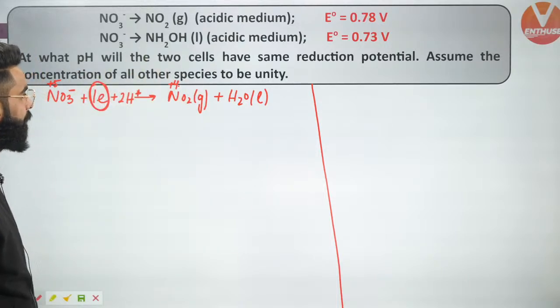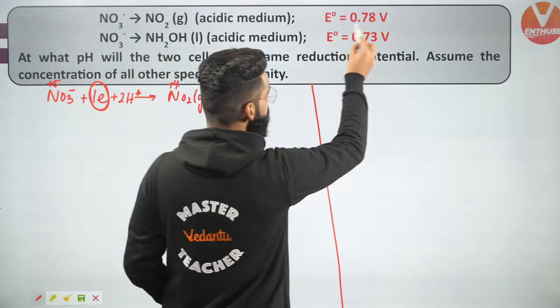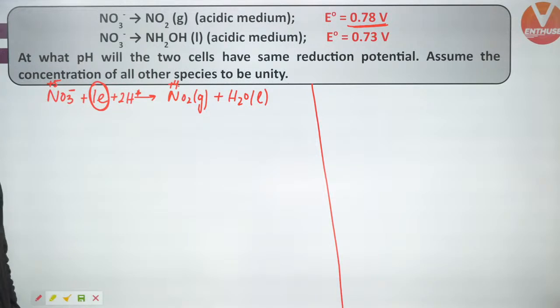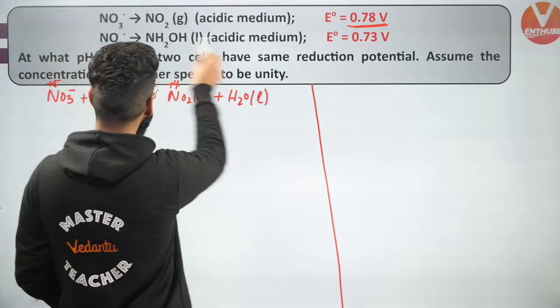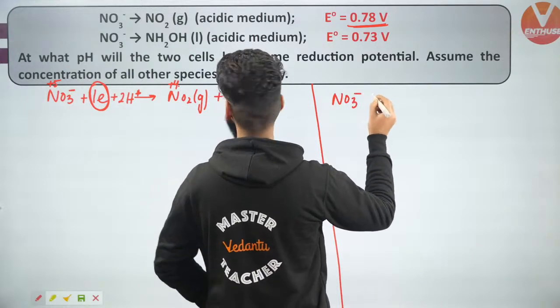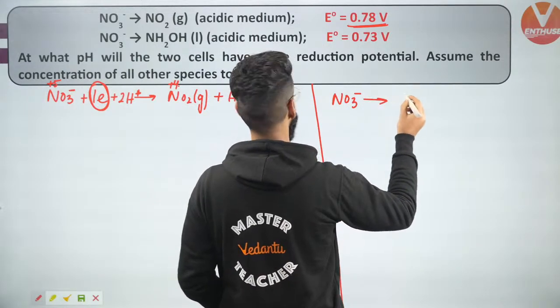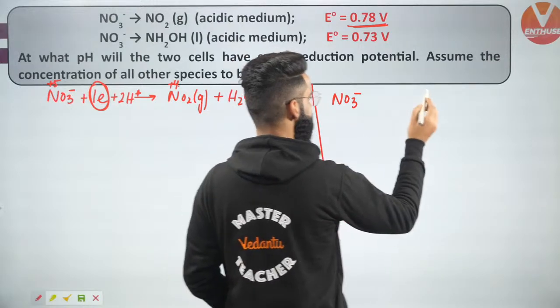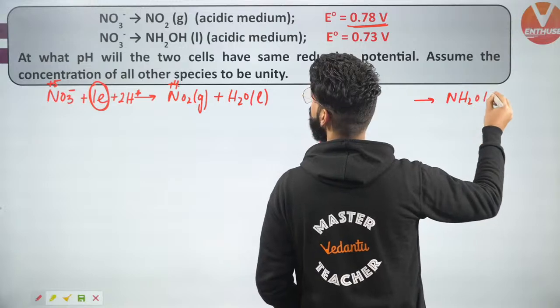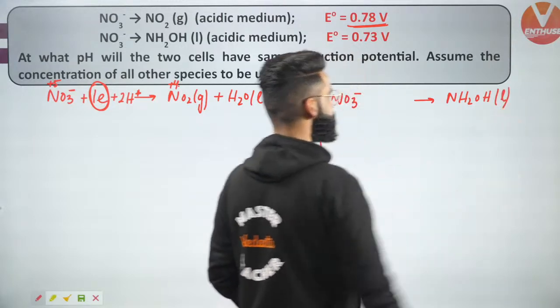So people, this value which is given to me, is it the standard oxidation potential value or the standard reduction potential value? It is the standard reduction potential value, correct? Now similarly, if I consider the second reaction, which is NO3 negative aqueous, let me write it like this, NO3 negative, it gives what? It gives NH2OH in the liquid form.